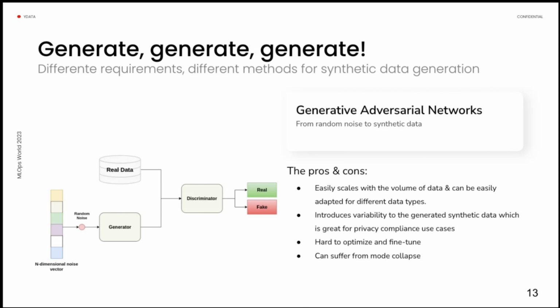So this is the type of model that you can actually use for text, images, and of course tabular data. They need to be adapted in terms of architecture, but they are quite accommodating. They also tend to introduce a lot of variability to your synthetic data, which is great, not only for privacy compliance use cases, but also use cases where you are looking to have models that are able to generalize more. On the other hand, they have some cons, of course.